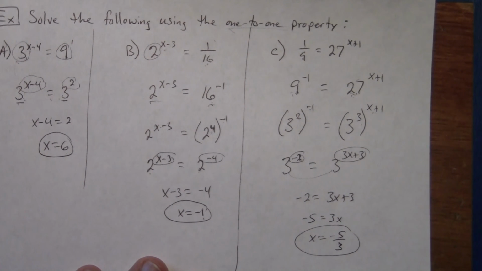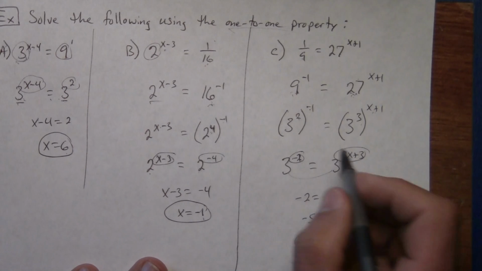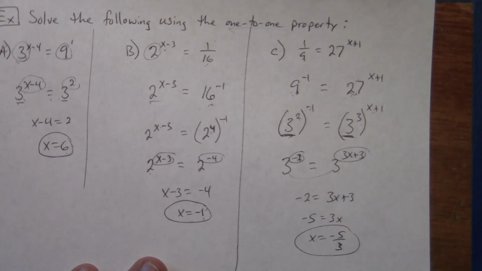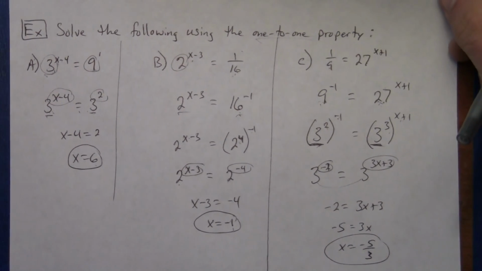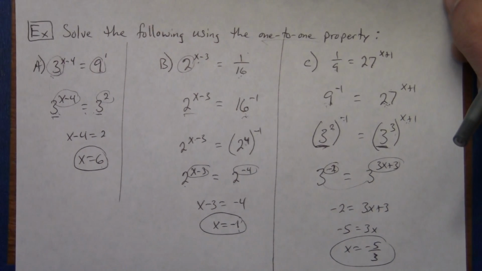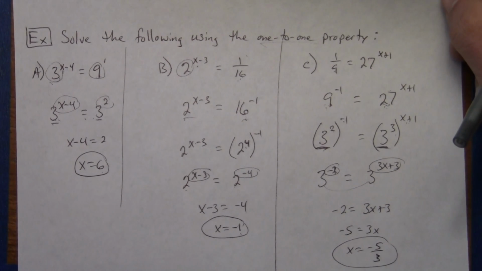And so that is solving using the 1-to-1 property. Big idea. Remember, you're trying to get these bases to be the same, and then you're just using rules of exponents. Alright, I hope that helps. If not, please come in and ask for help.